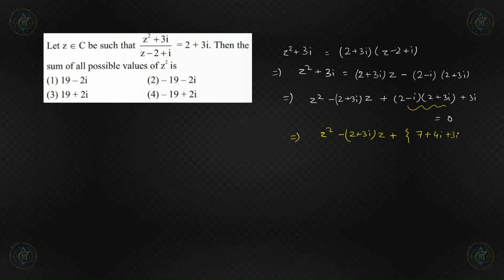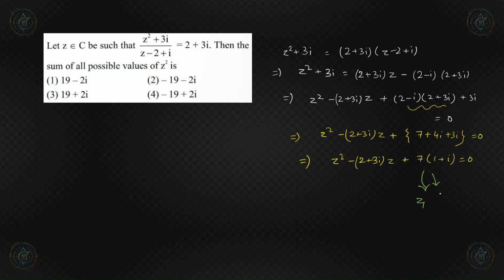plus 3 iota equal to 0. That means z square minus (2 plus 3 iota) times z plus 7 into (1 plus iota) equal to 0. So now we have to find the sum of all possible values of z square. From this quadratic equation, we can say that it will have two roots.